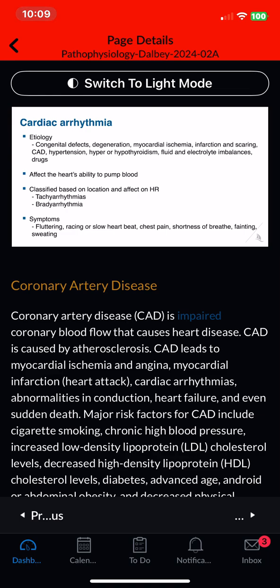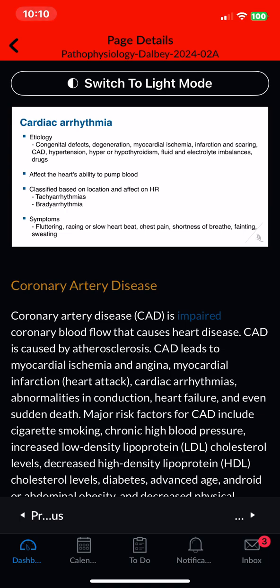If there is sympathetic nervous stimulation or the person drinks a lot of caffeine, that can lead to a premature contraction because of that focus. There are many causes of arrhythmias, including congenital defects, degeneration, myocardial ischemia, infarction, scarring, CAD, hypertension, hyper or hypothyroidism, fluid and electrolyte imbalances, and even drugs.